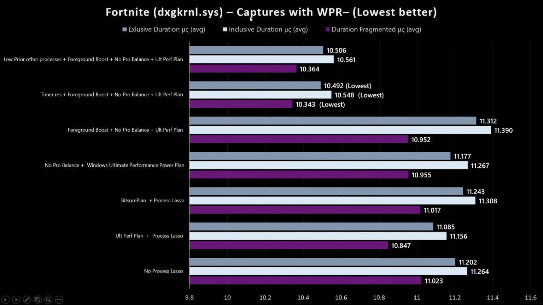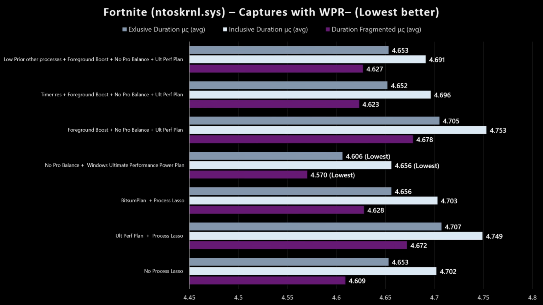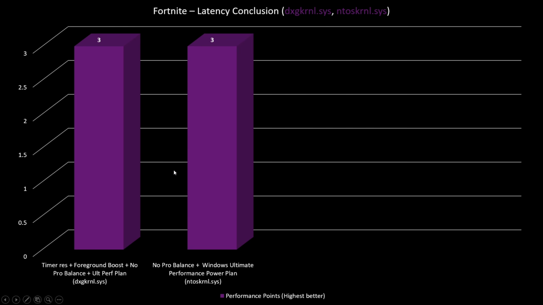first of all, I tested the DirectX kernel driver and the CentOS kernel driver. I monitored those 3 metrics from Windows Performance Analyzer that are, in my opinion, some of the most important. The best options, the lowest numbers, were with timer resolution, foreground boost, no probe balance, and ultimate performance. But for CentOS kernel, the best numbers were with no probe balance and the Windows Ultimate Performance Power Plan.